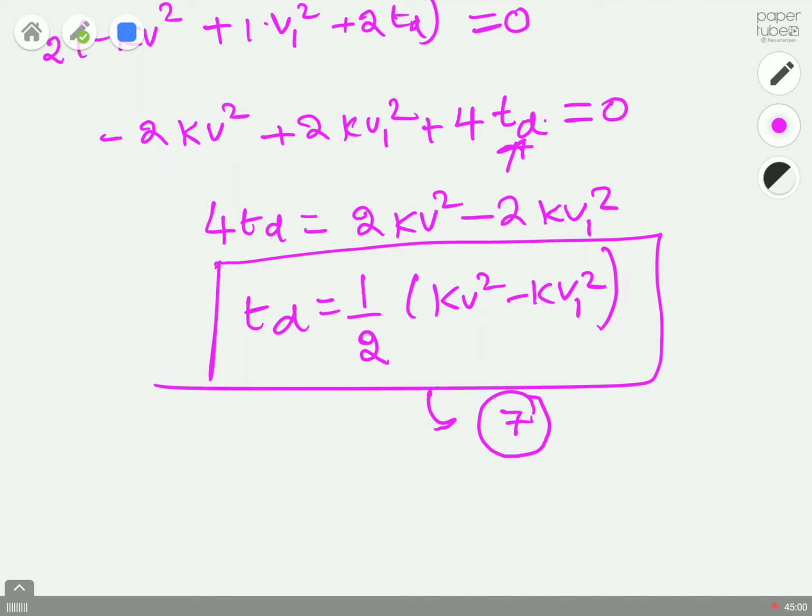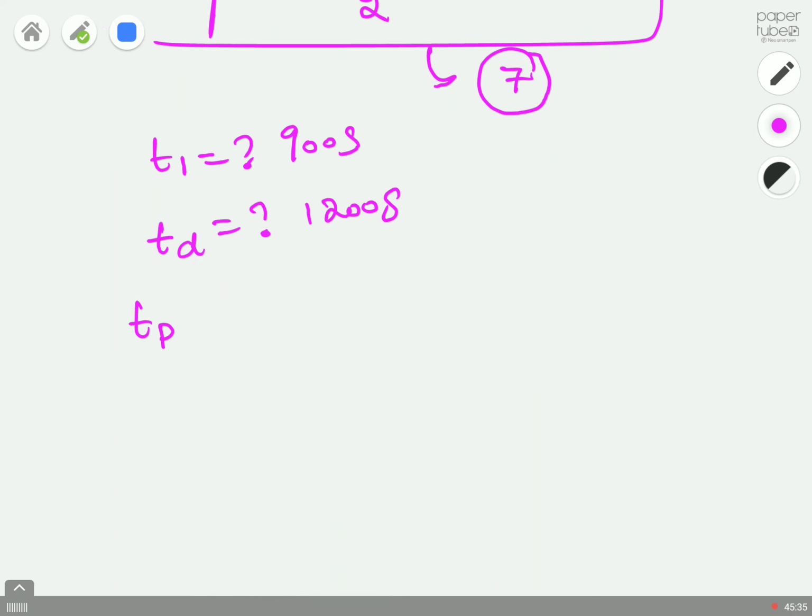If you go back to the very beginning of our problem, somewhere we calculated TP. We already know T1 is 900 seconds, TD is 1200 seconds, and what we need to calculate is TP, for the condition where the rate of filtration is set to maximum. So how to get that?